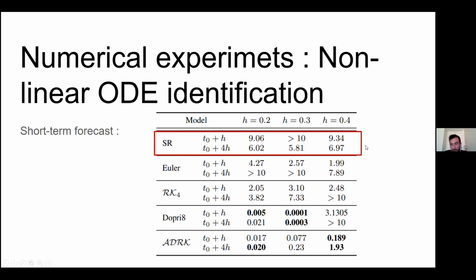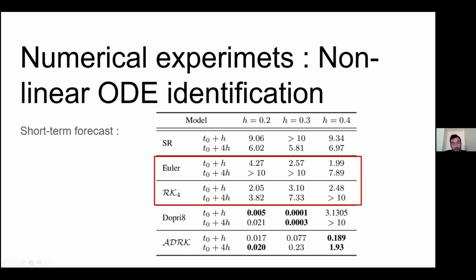But what happens is SINDy does not work at all when considering h equal to this and these time samplings of the observations, simply because it needs an estimate of the derivatives of the time series. And when using these sparse observations that are poorly sampled in time, a good estimation of the derivatives becomes impossible, which makes this algorithm not work.